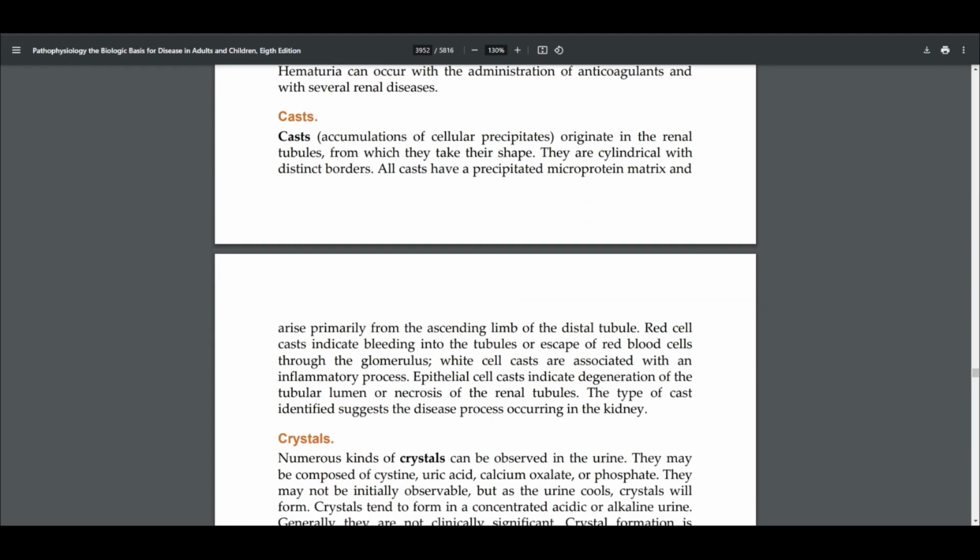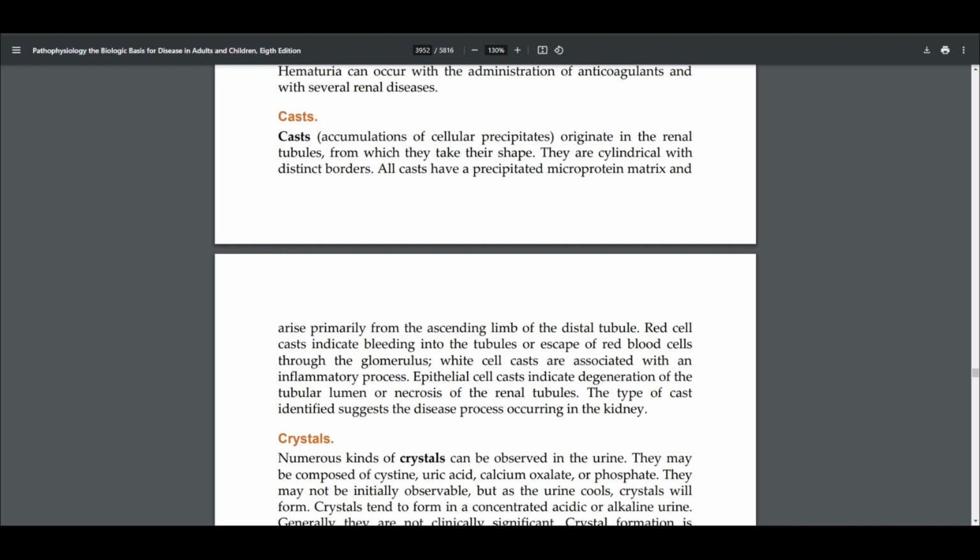Your casts. Casts, or accumulations of cellular precipitates, originate in the renal tubules, from which they take their shape. They are cylindrical with distinct borders. All casts are a precipitated microprotein matrix and arise primarily from the ascending limb of the distal tubule. Red cell casts indicate bleeding into the tubules or escape of red blood cells through the glomerulus. White cell casts are associated with an inflammatory process.